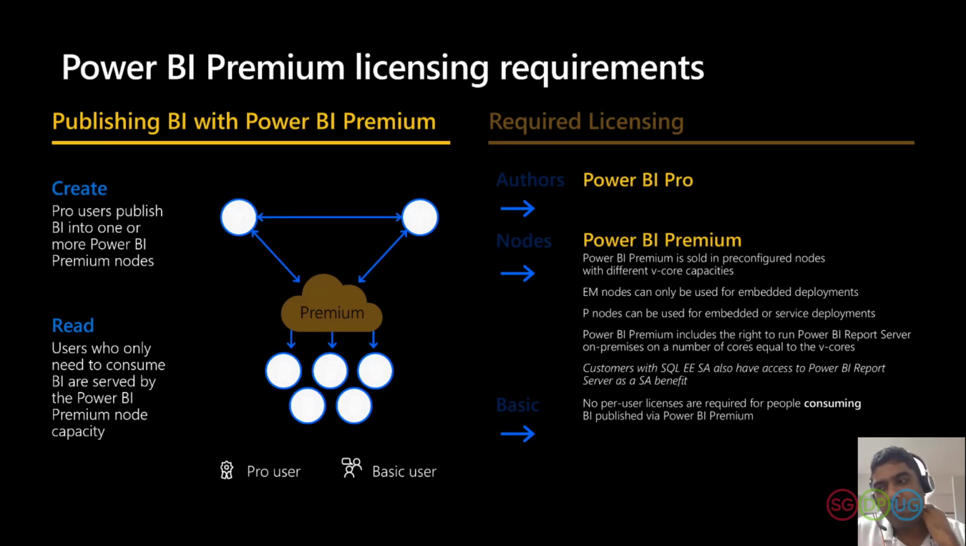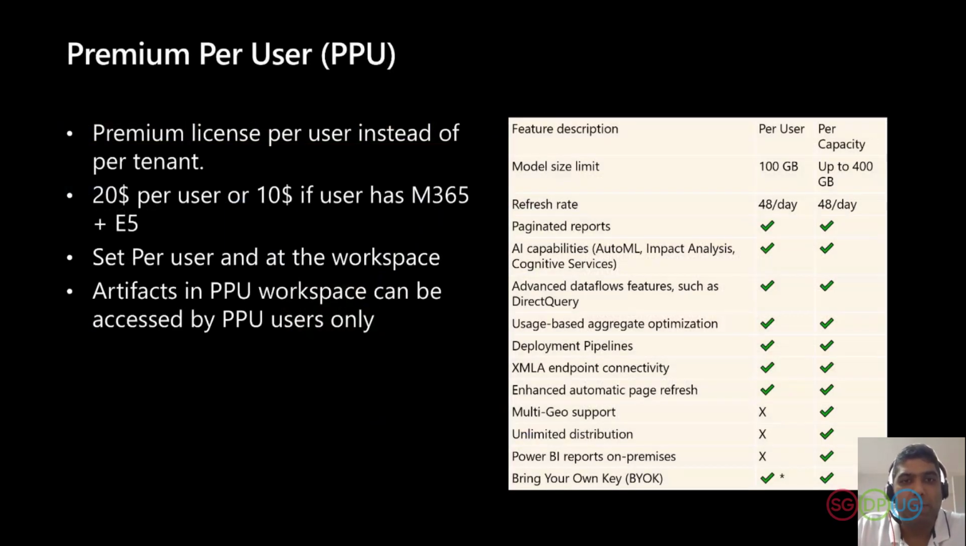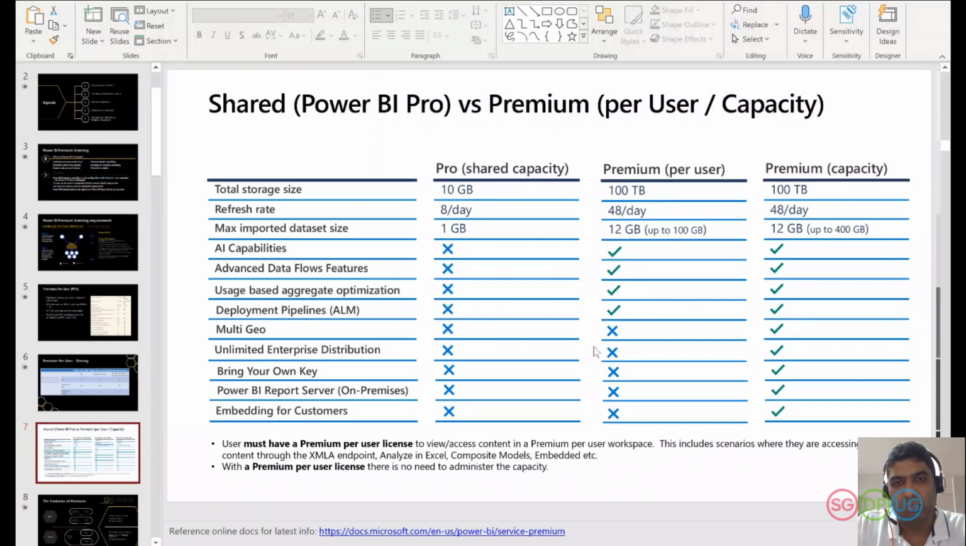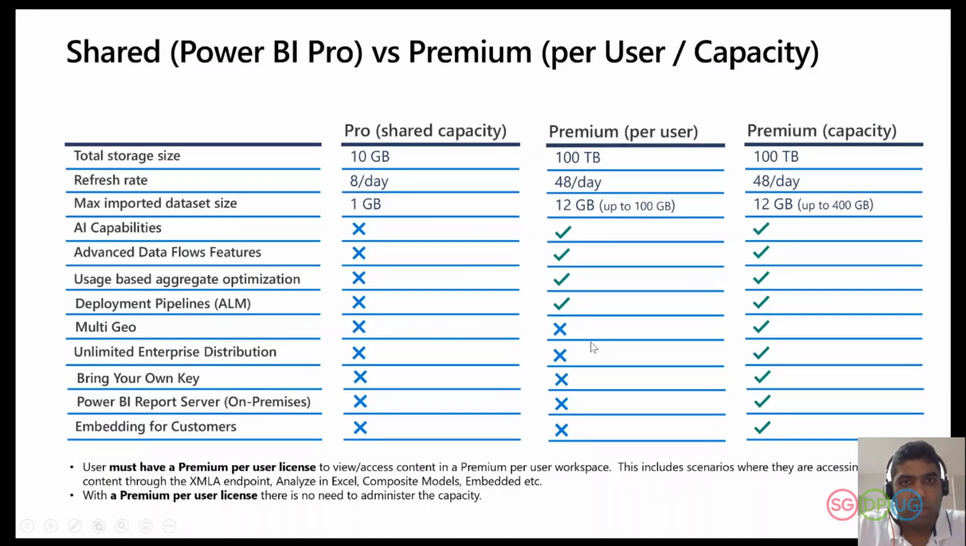But Power BI Premium, P1 capacity, starts at $5,000. So if you compare for 300 users, is that cheaper? No, but you also get lots and lots of additional features when it comes to Power BI Premium. You get a much bigger storage size. Total storage can go up to 100 TB.